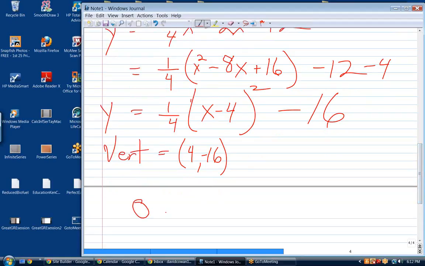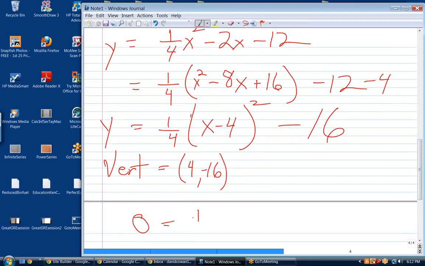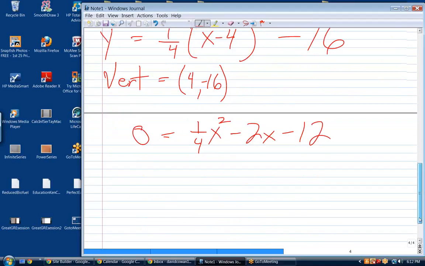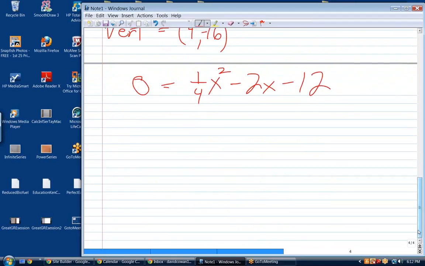So we have 0 equals, and I guess we might as well go back to our first equation. There's no advantage in finding the x-intercepts having it in vertex format. In fact, it's probably a little bit of a disadvantage. What's the first thing I'm going to do here? Take out a 1/4, maybe? How about I multiply both sides of the equation by 4? Yeah. That would be good. Because it still leaves 0 on the left, but it makes the whole thing easier to factor.